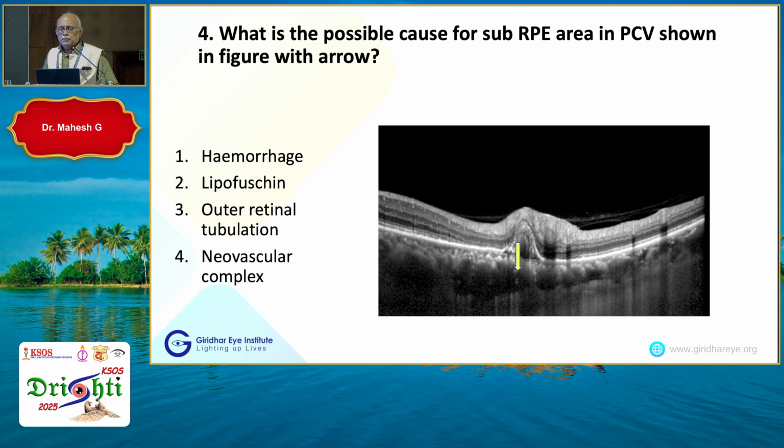What is the possible cause of the sub-RPE hyperreflective area? This is what I just explained. This is a thumb-shaped PED. Just under the RPE, there are some hyperreflective areas. What is this? Is it hemorrhage? It is not blocking, reduced backscattering is not there, so it is not. Is it outer retinal tubulation? No, I will show some other picture of outer retinal tubulation. Lipofuscin? So this is the neovascular complex or the polyp under the RPE. So the hyperreflective area in the sub-RPE space in PCV is due to the neovascular complex.